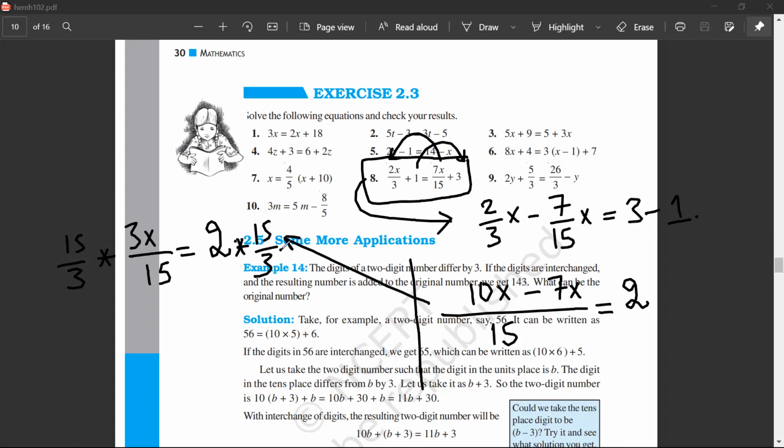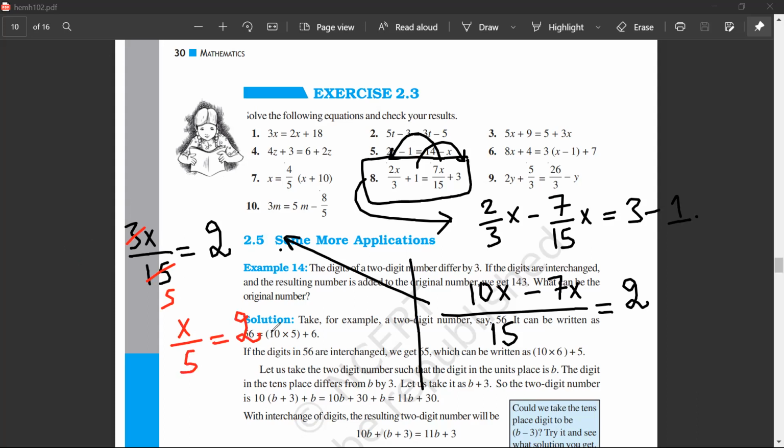Sarthak, have you understood what I'm saying? Yes, sir. In this question, actually, there's a simpler way of doing it, because I can cancel these two. I can cancel this 3 and 15. This would be x by 5 is equal to 2.